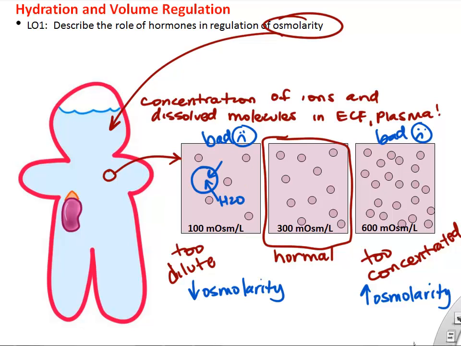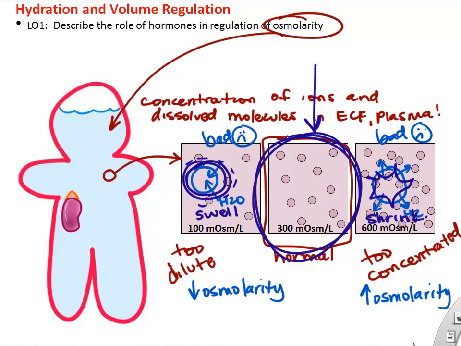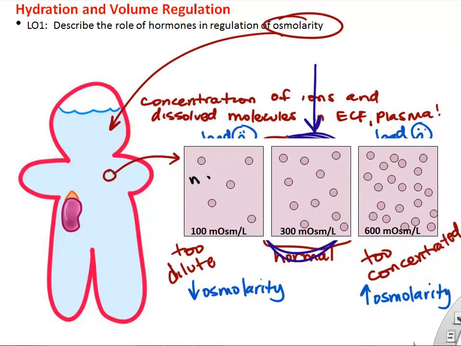The cells in your body, if the osmolarity is too low, can swell up by gaining water. And if your body's osmolarity is too high, the cells can lose their water and shrink. And again, these are not good for your cells, so we want to keep an osmolarity in the normal range.